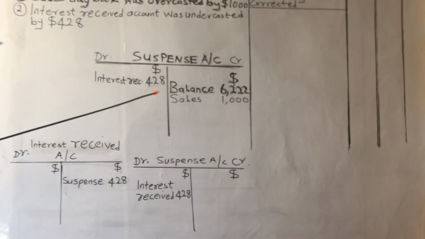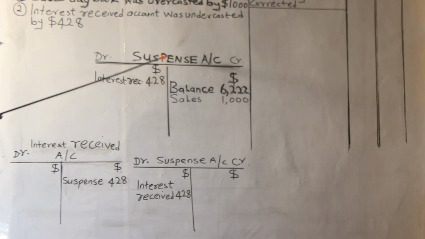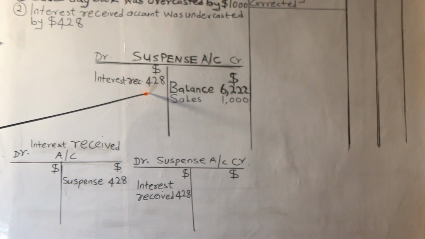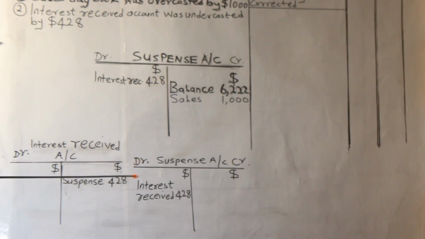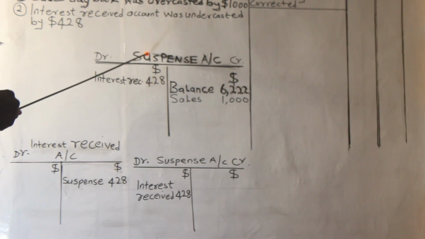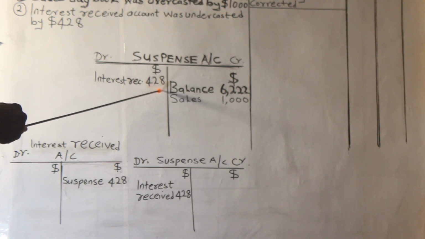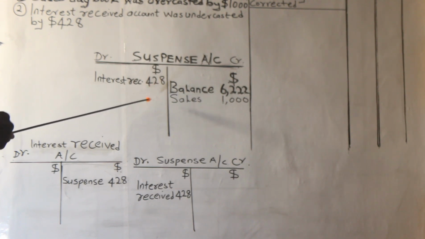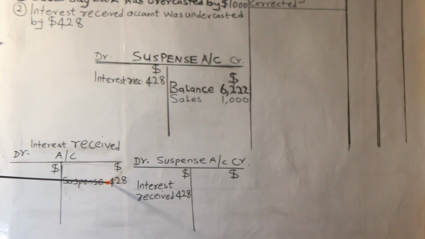Now, to transfer this entry to the journal, which represents our trial balance, of course, the suspense account is already on the debit 428 as a result of this transaction here. So we are going to go to the journal and have the suspense account debited with 428, and then we credit the interest received account with 428, and we now make our narration.